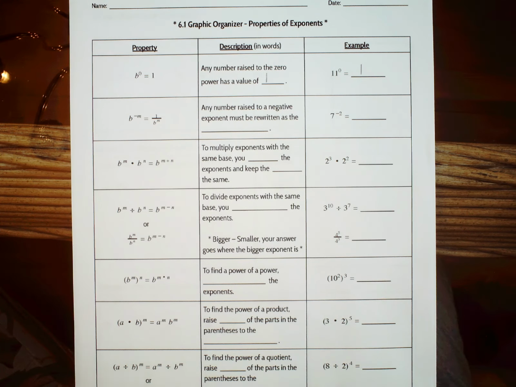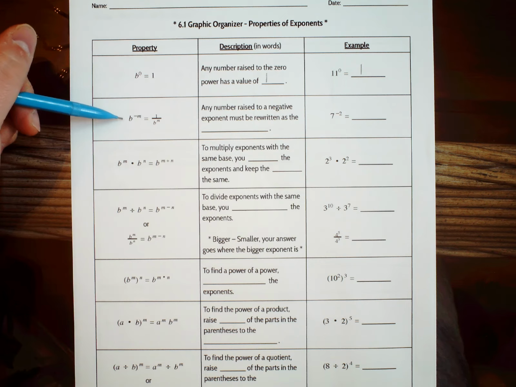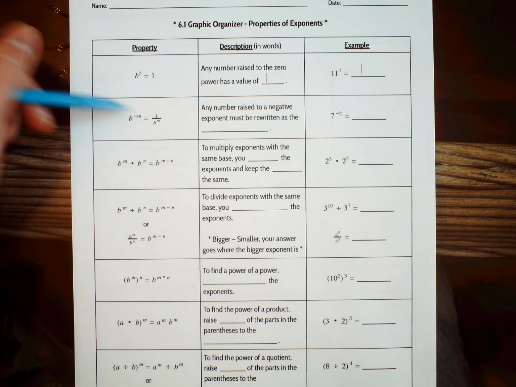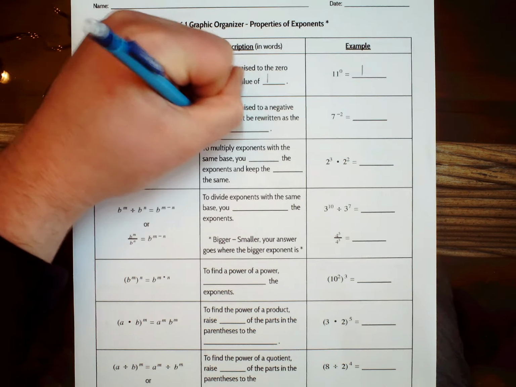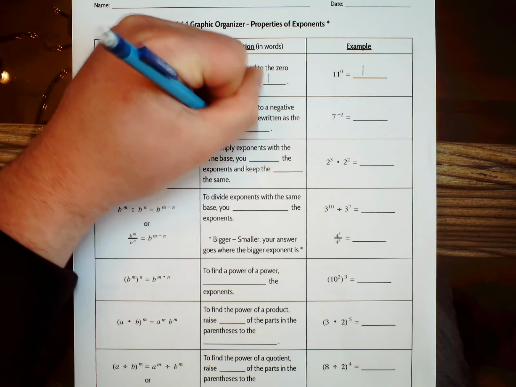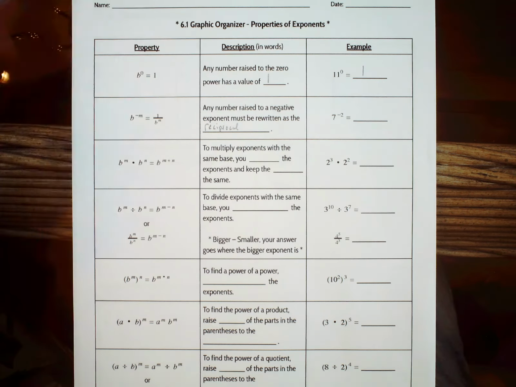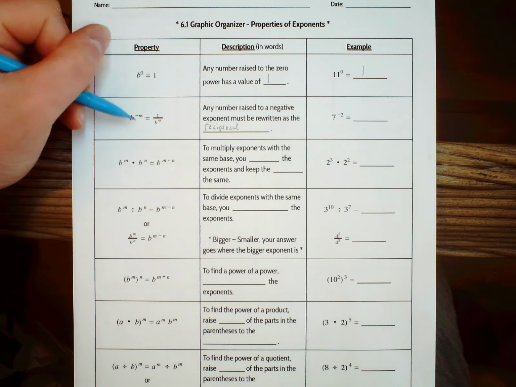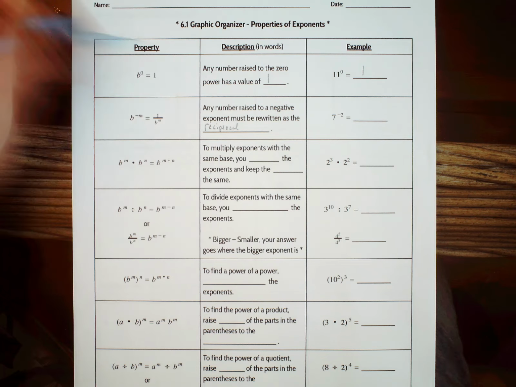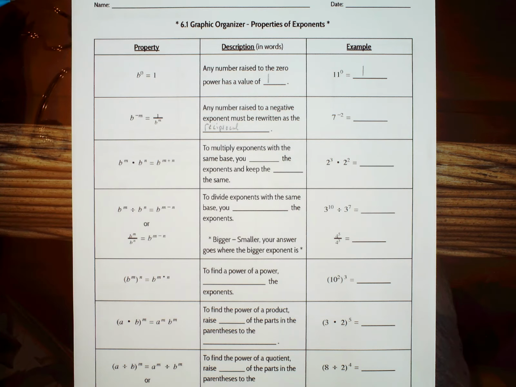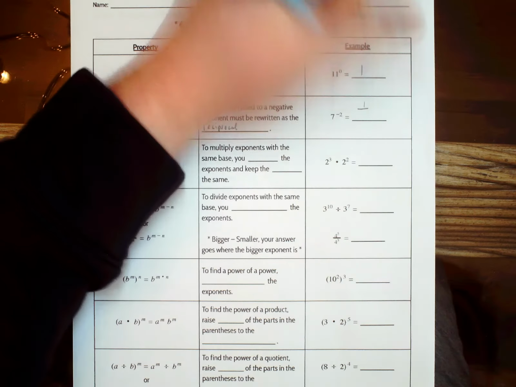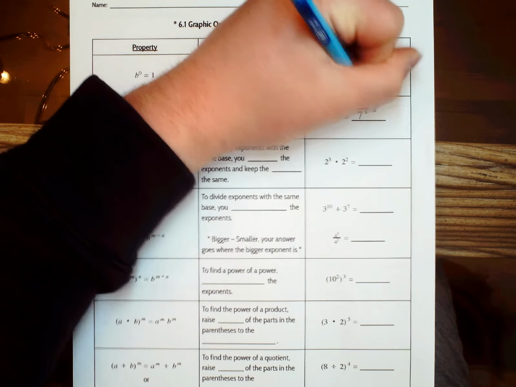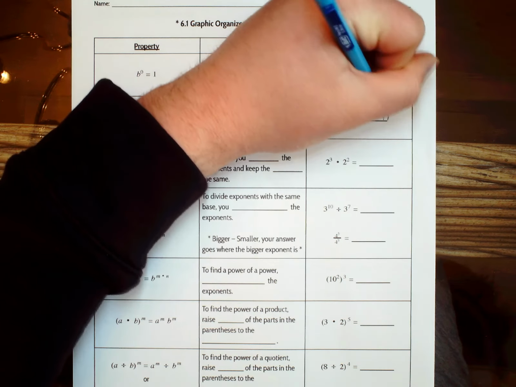Next one, and this is one that we're going to use a lot. b raised to the negative m equals 1 over b to the m. So any number raised to a negative exponent must be written as the reciprocal, 1 over b to the m. You can't leave negative exponents. So an example, 7 to the negative second is 1 over 7 squared, which is 1 over 49.